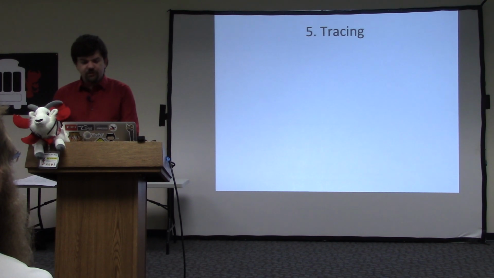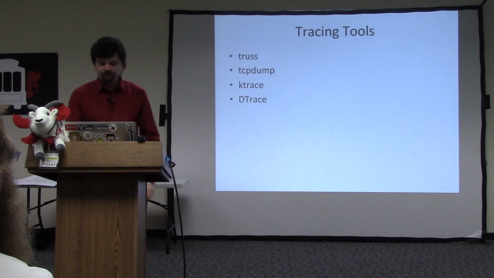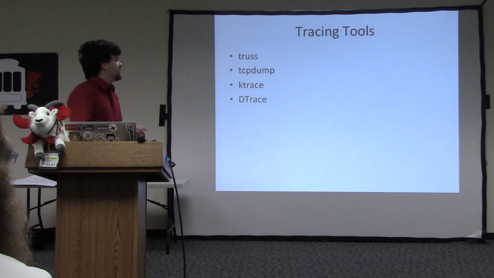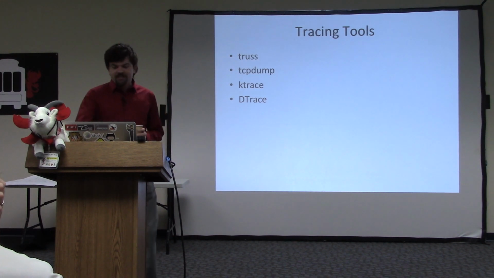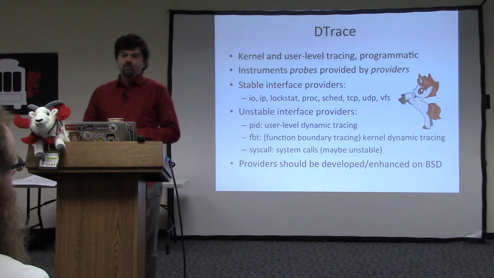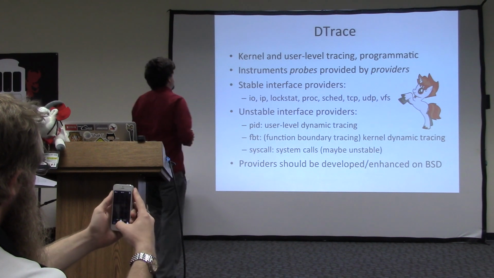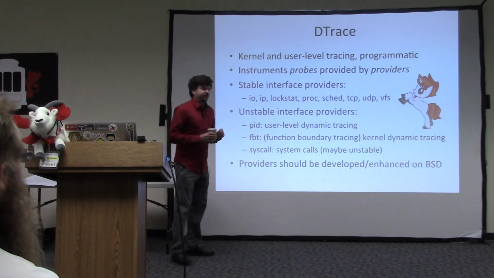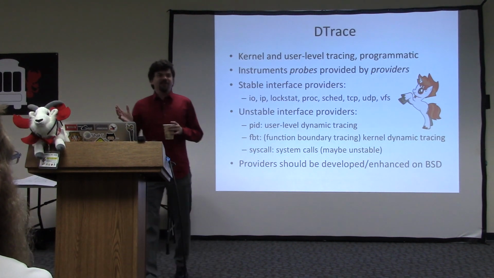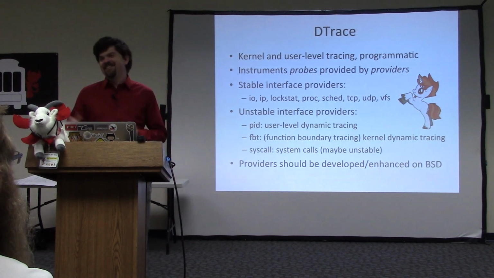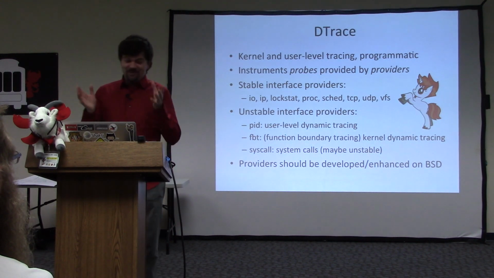And the last section to cover briefly is tracing. For tracing tools, there's truss, tcpdump, ktrace, and DTrace. We have DTrace on the BSDs, which is awesome. Kernel and user level tracing is programmatic. I know we heard yesterday that the code needs a complete rewrite, but it's a good idea.